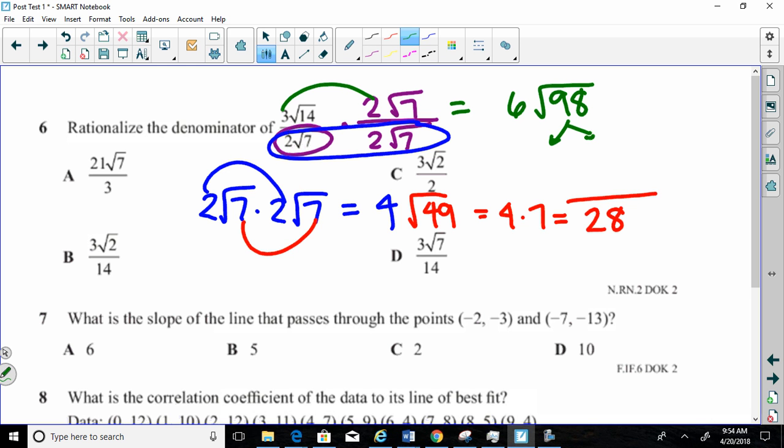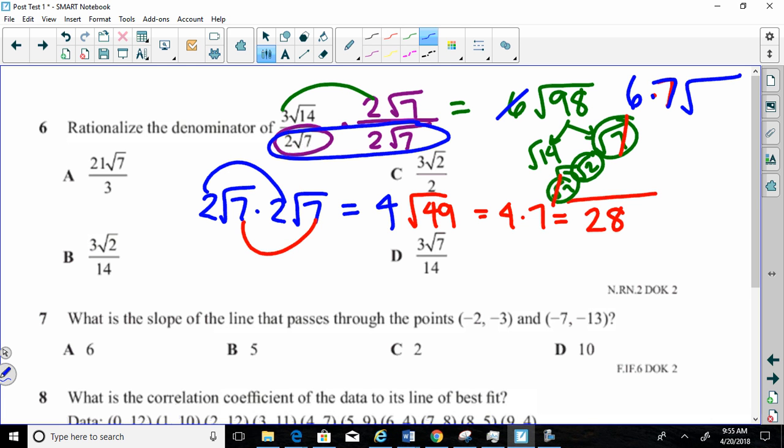What goes into 98? 14 and 7, because it's right there. What goes into 14? 7 and 2. So who's going to prom already? 7. 7 is going to prom, but who's at prom already? 6 is there already. And then who's in the crib crying? 2. So what is 6 times 7? 42 radicals.